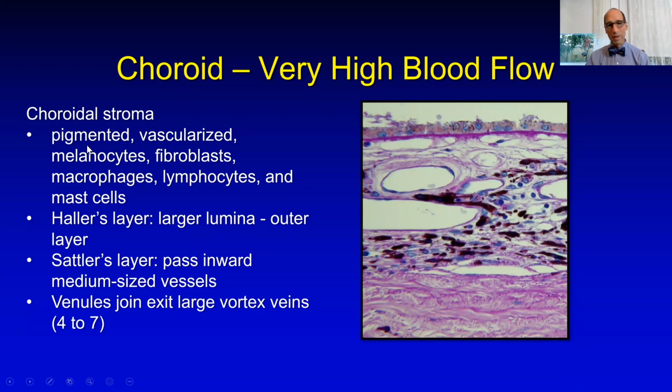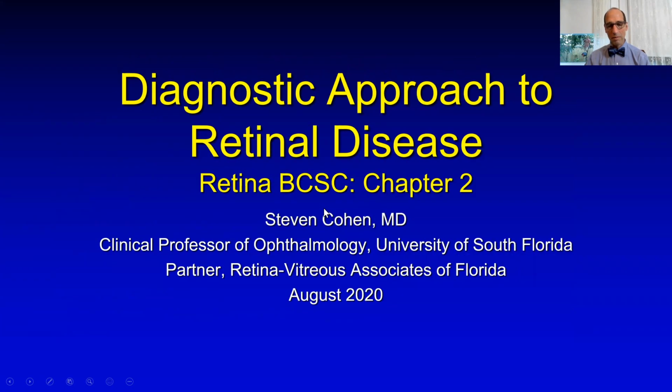The choroidal stroma is pigmented. You can get melanomas and nevi in the choroid. There are 2 layers, which now that we have OCT, we do look at these. Haller's layer has the big vessels, and Sattler's layer has smaller, medium-sized vessels. So that's anatomy. That's pretty good.